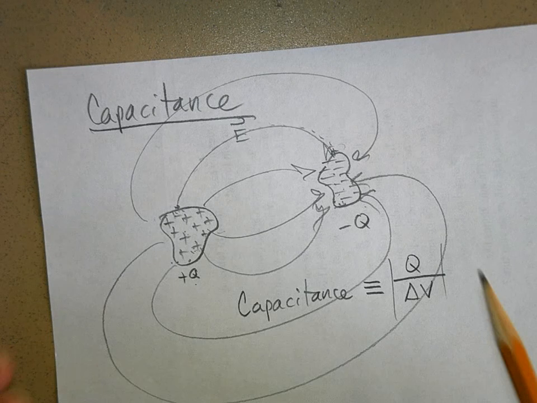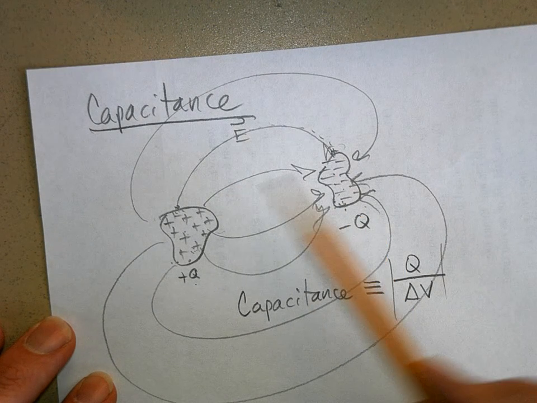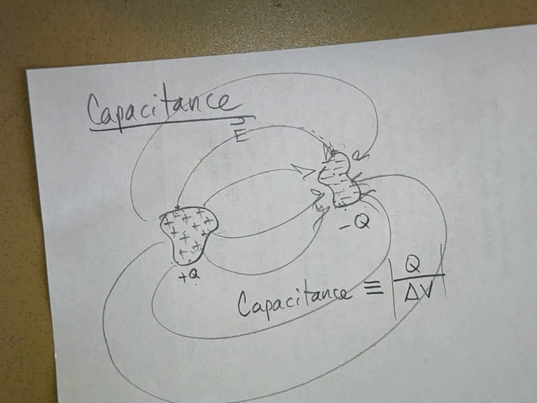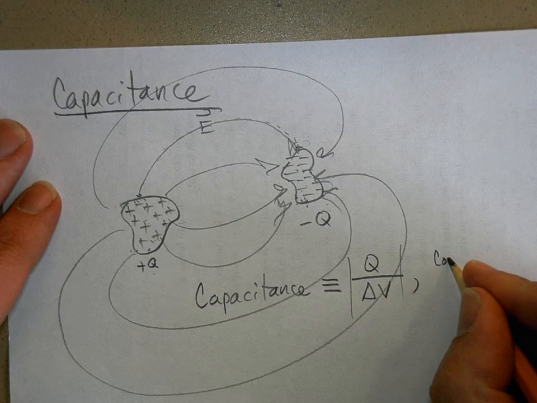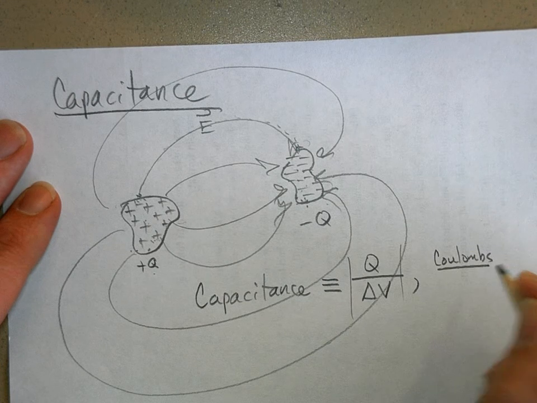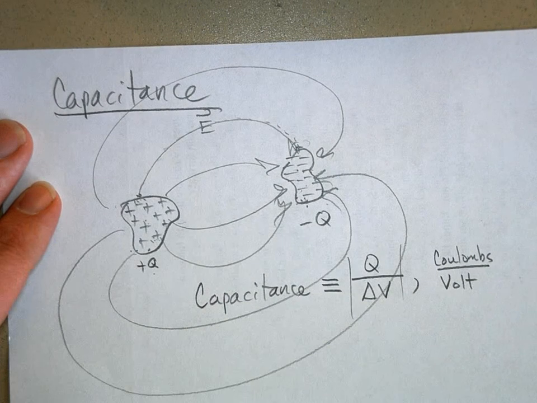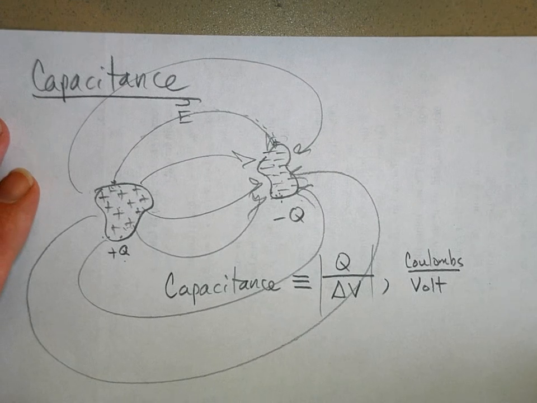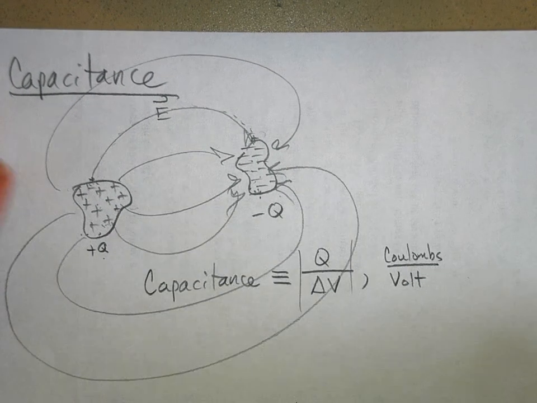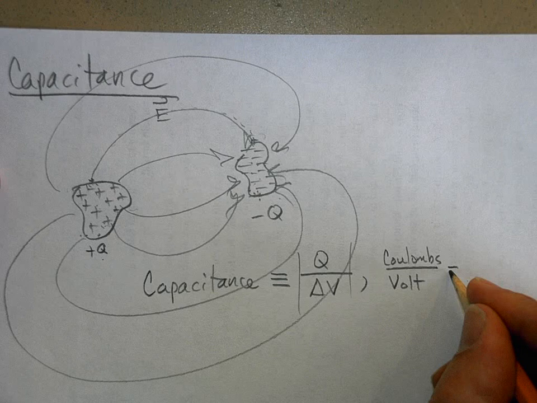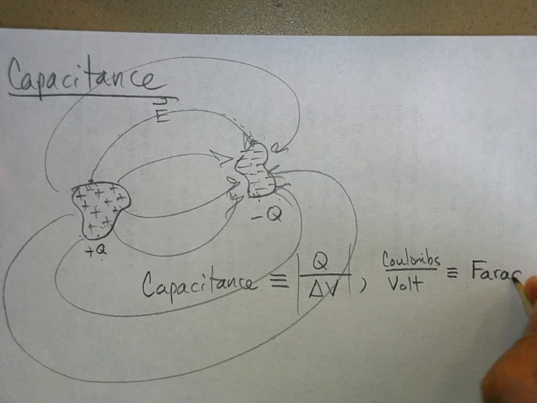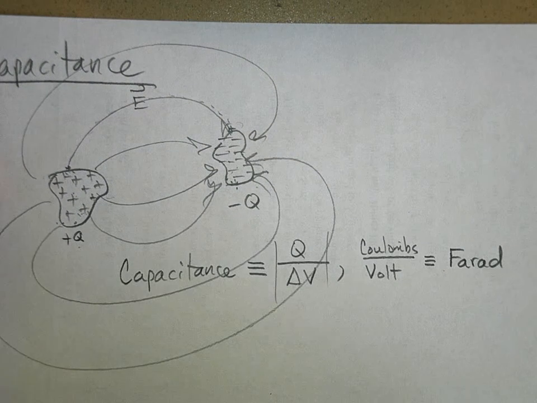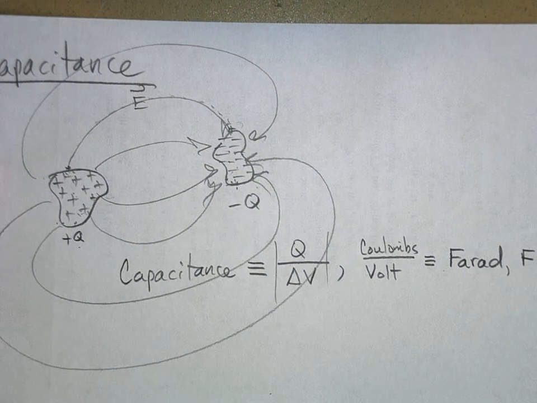Okay? Now, this ratio of how much charge you've got and how much voltage difference there is is called capacitance. And let's take a look at the units. This has units of coulombs per volt. And a coulomb per volt has a name in and of itself. By definition, a coulomb per volt is called a farad. And it's abbreviated with a capital F.